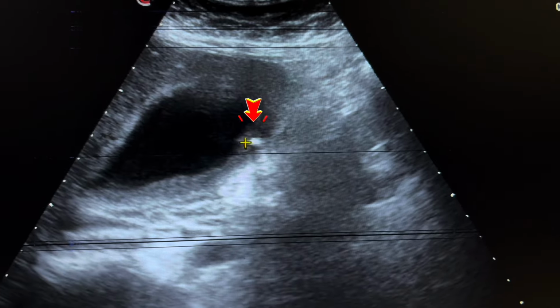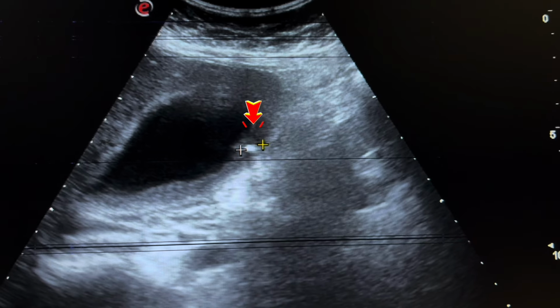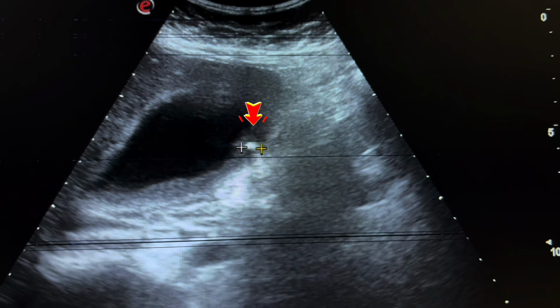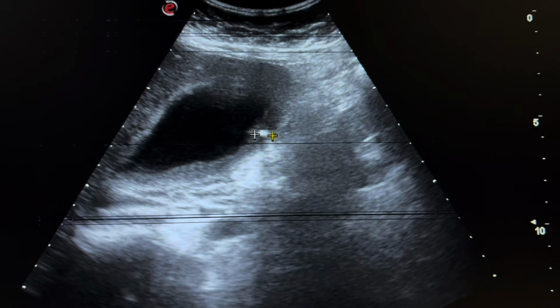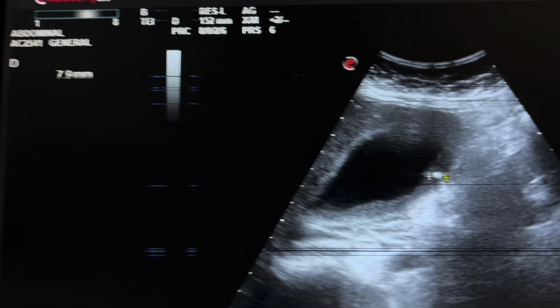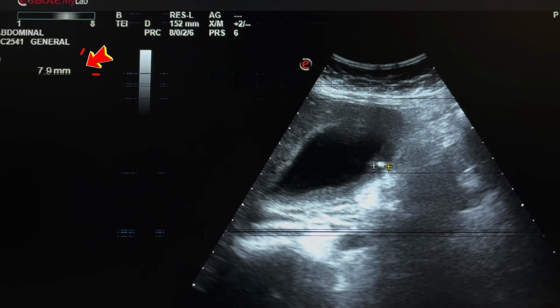Now we will measure the size of calculus. The calculus size is 7.9 millimeter.